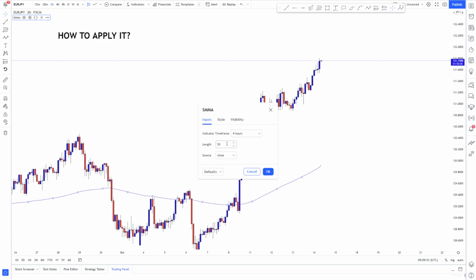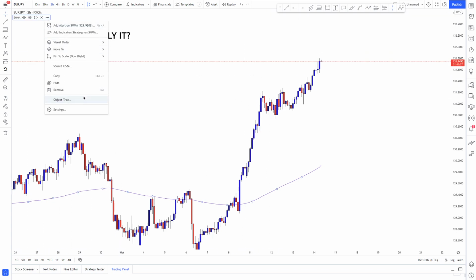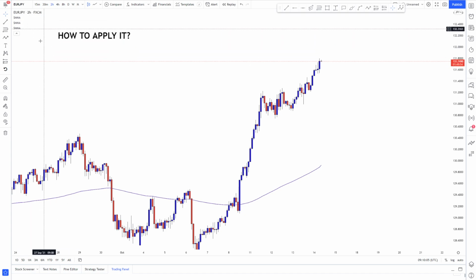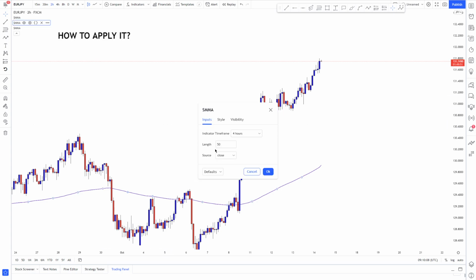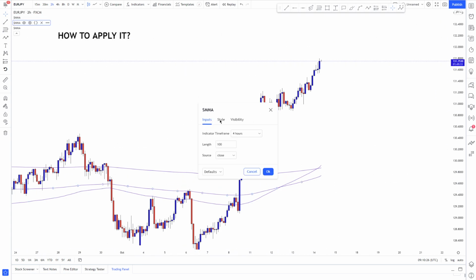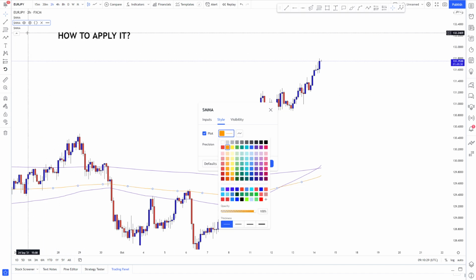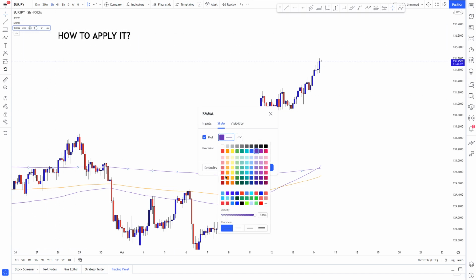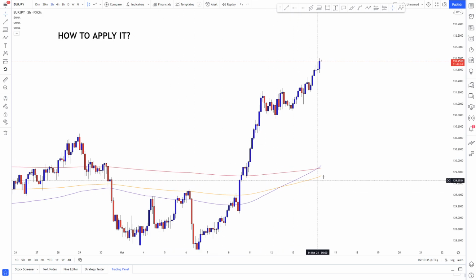If you want to do 50, 100 and 200 for the 4-hour time frame, for example, go to here and click on this tool, the 3 dots. Click on copy and just paste it 2 times. Now go to the second one and change it to 100, and to the third one and change it to 200. So what do we have here? We simply have the 50, 100 and 200 smoothed moving averages on the 4-hour time frame on our chart. Of course, you want to select a different color for each one, whatever you feel. I'm going to pick random ones for this video. So we have different colors for different SMAs.